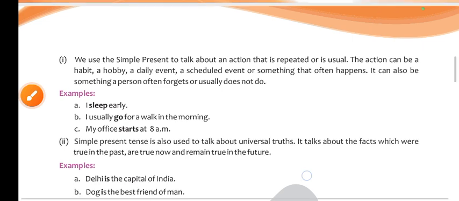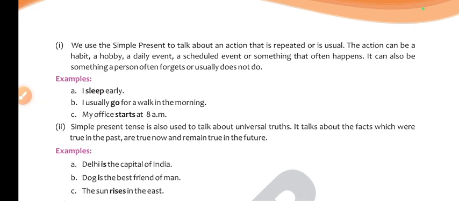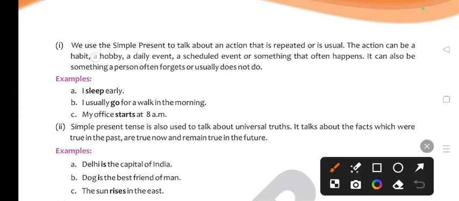We use the simple present tense to talk about an action that is repeated or is usual. It means if you are talking about a daily action, like I go to school, temple, I take a bath daily, and I brush my teeth every day. So these are sentences where we use simple present tense. This action can be a habit, a hobby, a daily event, a scheduled event, or something that often happens. It can also be something a person often forgets or usually does not. For example, I sleep early, I usually go for a walk in the morning, my office starts at 8 a.m.